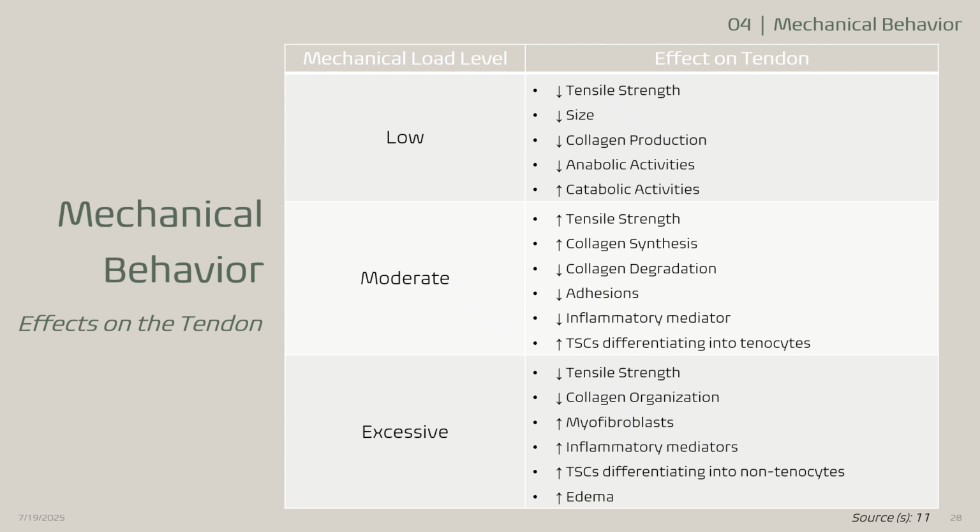During moderate mechanical levels, we see an increase in tensile strength, an increase in collagen synthesis, a decrease in collagen degradation, lower adhesions to the bone and muscle around it, decreased inflammatory responses, and more tenocytes building more structures within the tendon. If we experience excessive amounts of mechanical loading, the tensile strength is decreased, collagen organization becomes much lower, and we get more perpendicular fibers rather than parallel ones. There's an increase in myofibroblasts, an increase in inflammatory mediators, an increase in TSCs differentiating into non-tenocytes, and an increase in edema.